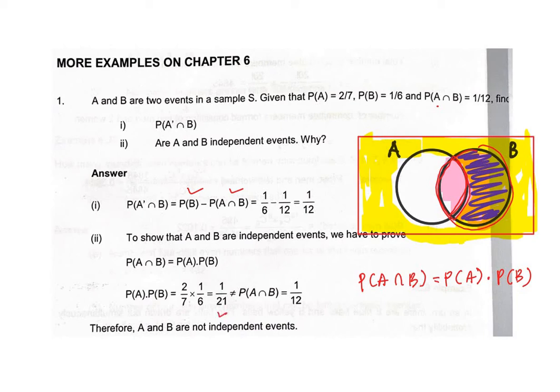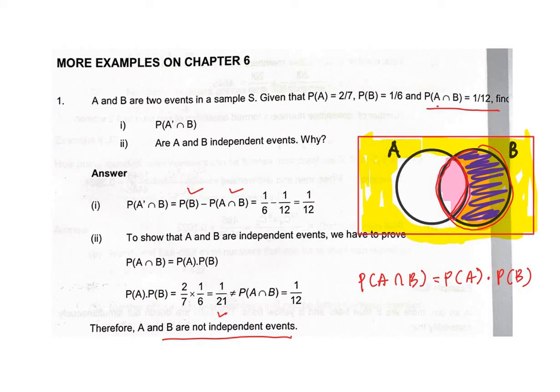And then from the question given, probability of A intersect B is 1 over 12. Therefore, A and B are not independent events since the value on the left hand side is not equal to the value on the right hand side.